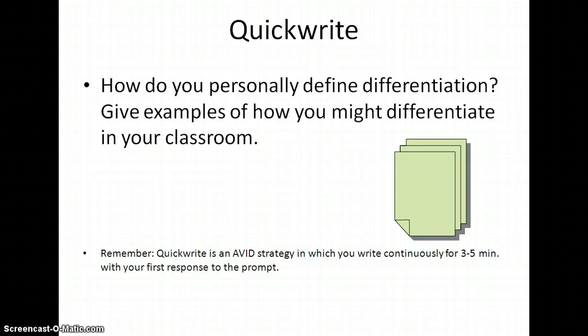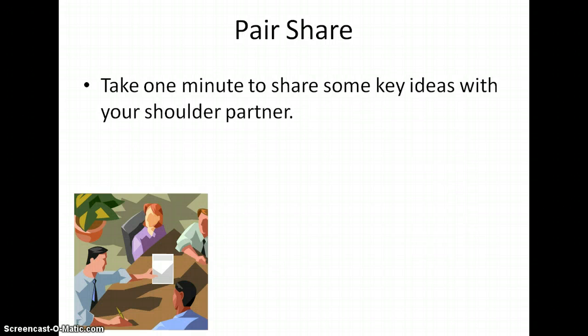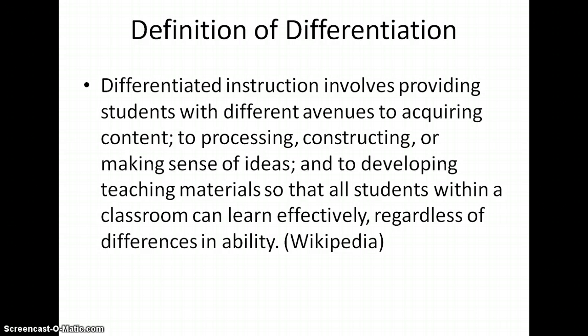To start, we will do a quick write on the following prompt. How do you personally define differentiation? Give examples of how you might differentiate in your classroom. Remember, quick write is an AVID strategy in which you write continuously for 3 to 5 minutes with your first response to the prompt. After we are finished with the quick write, we would take 1 minute to share some key ideas of our personal definitions of differentiation with a shoulder partner.